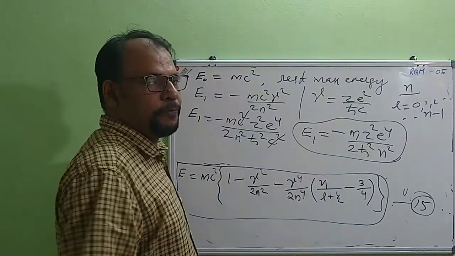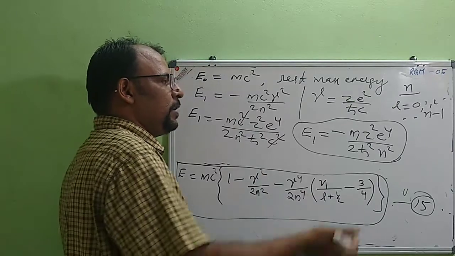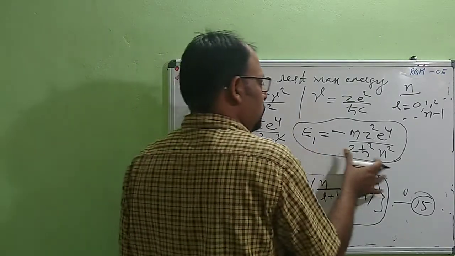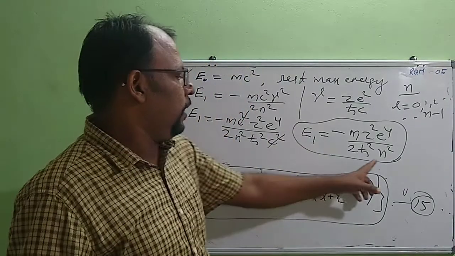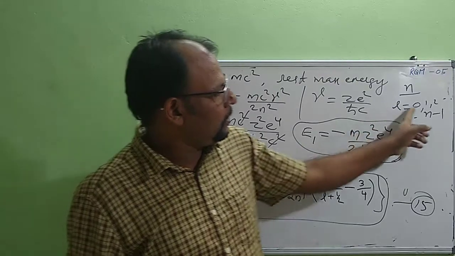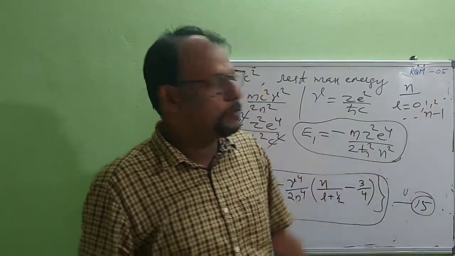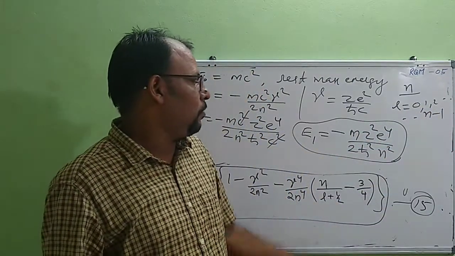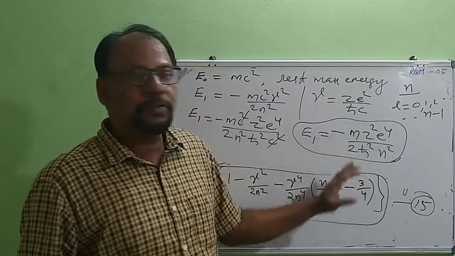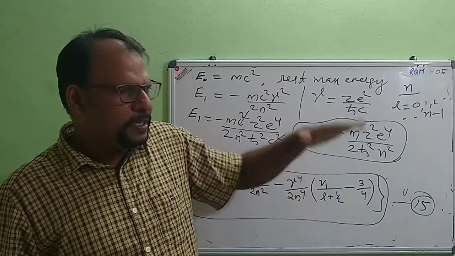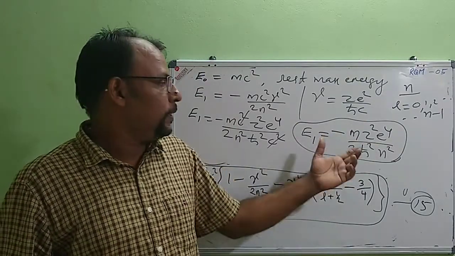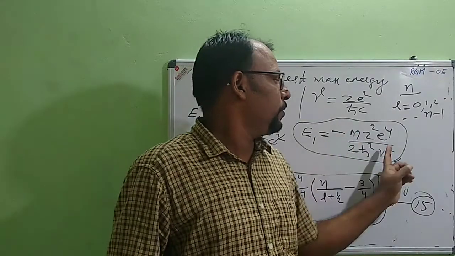And there is a hyperfine structure. In the hyperfine structure, different L values have different energy levels. But according to this equation, for a given value of n, we have only one energy. That means all these levels 0, 1, 2, etc. up to n minus 1 are degenerate according to the non-relativistic energy equation. But actually these levels have some energy difference. They are non-degenerate states that cannot be explained by the non-relativistic wave equation.